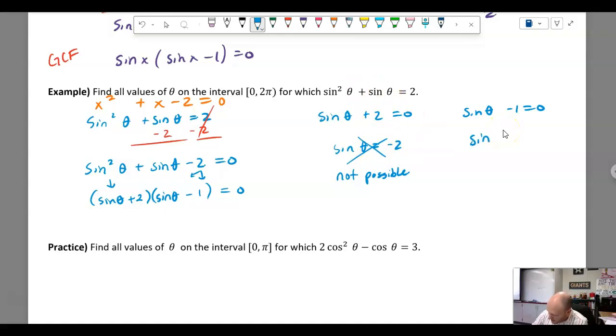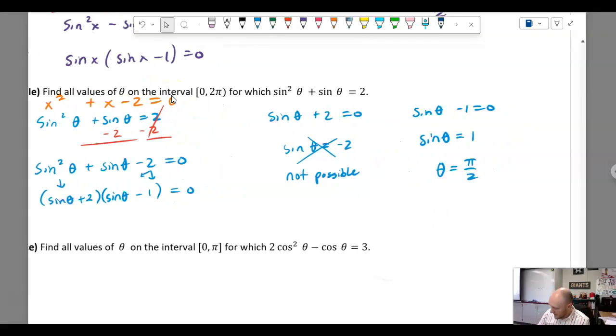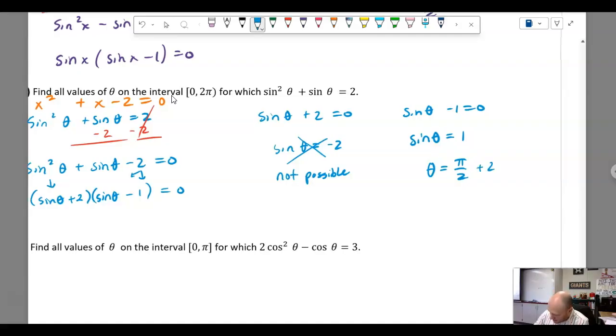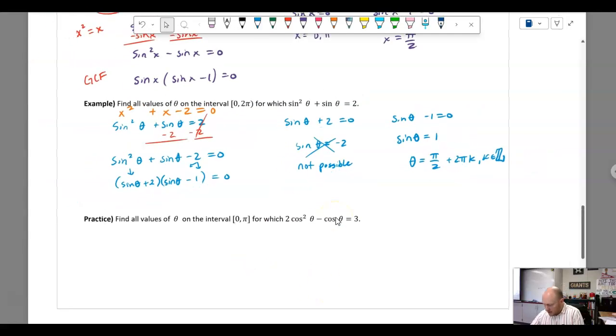Sine of theta minus 1 equals 0. That means sine theta is equal to 1. And we go ahead and solve this, and we kind of just did this one. You get pi over 2. Now they do say all values of theta, so again, I have to add 2 pi k, where k is an integer. All right? Cool beans.